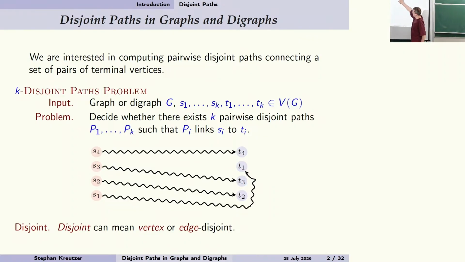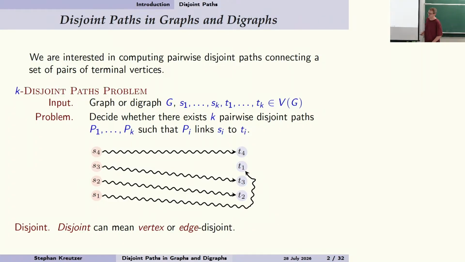Now there are many variations you could look at. We can have graphs or digraphs. We also have some flexibility in what disjoint means, so it can be vertex or edge disjoint or other things. And later on we will see an even looser concept here. But they all give problems of a similar flavor. Okay. But let's start with vertex-disjoint paths in undirected graphs.